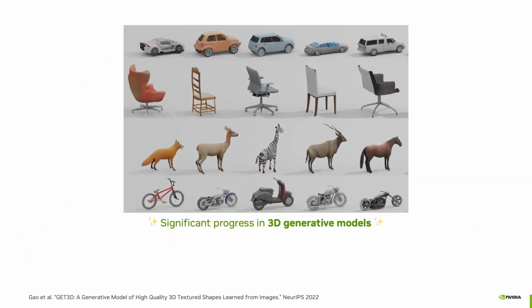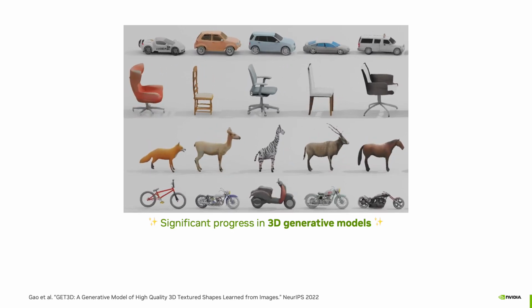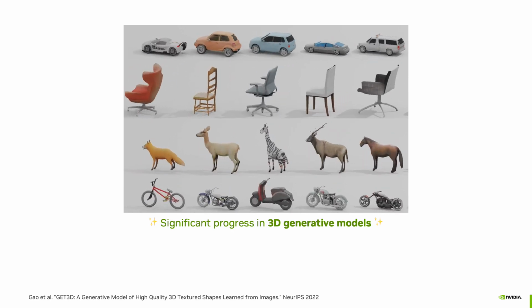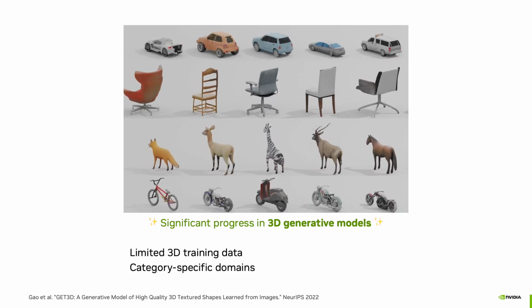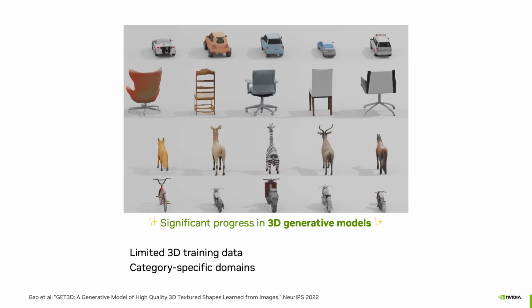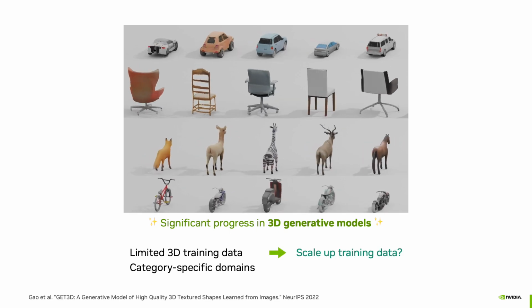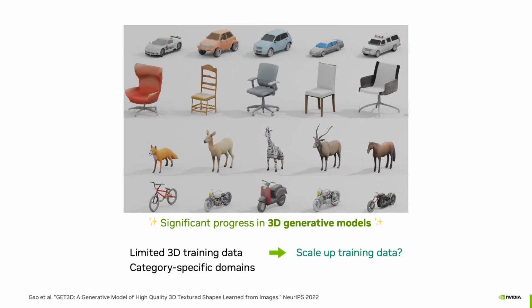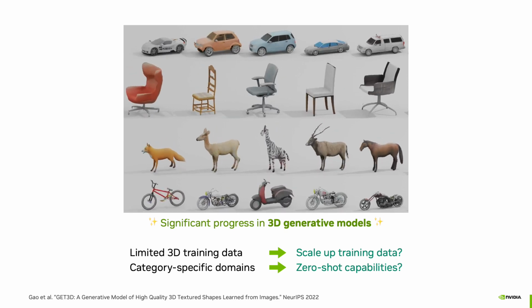We have seen some great success in 3D generative models, and the quality has significantly improved in recent years. These models can work well in category-specific domains like cars or chairs, but in general, 3D datasets are still hard to obtain at a large scale. So the questions are, how can we scale up the available training data, and how can we improve the diversity in datasets to enable zero-shot capabilities?